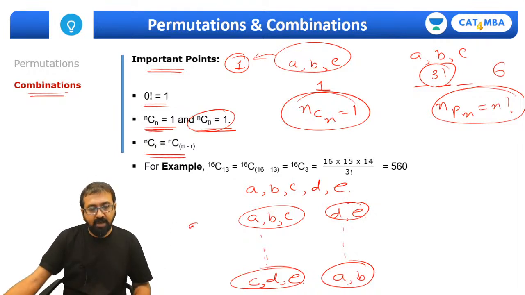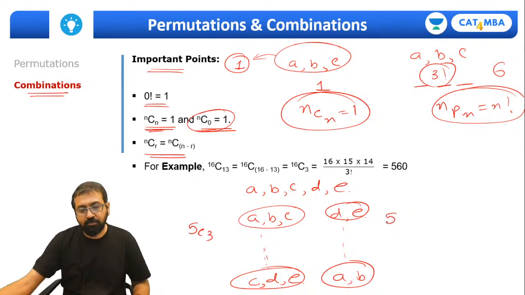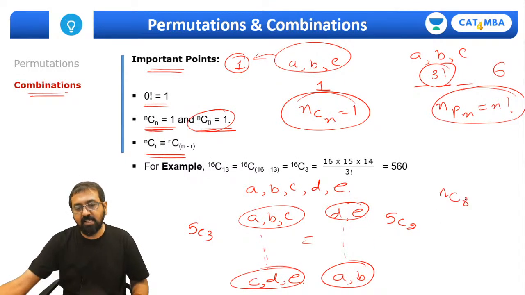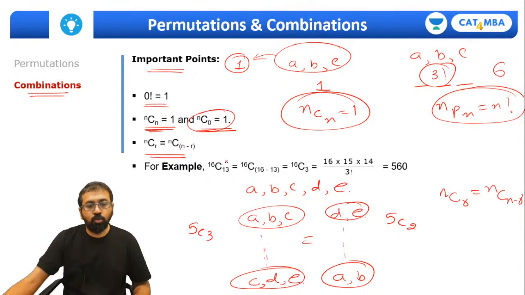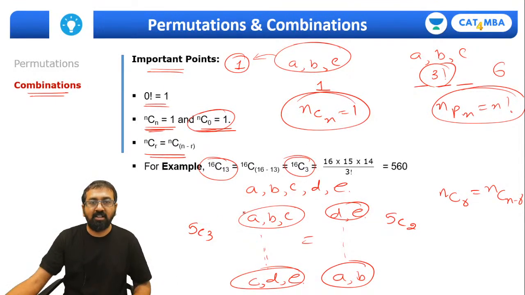तो 5C3 will be equal to 5C2. Yes or no? And in general you can say nCr is equal to nC(n-r). जैसे अगर आपको 16 में से 13 लोगों को सिलेक्ट करना है तो वो किसके बराबर होगा? 16 में से 3 लोगों को सिलेक्ट करने के बराबर होगा. Yes, तो अभी ये कैलकुलेट करना आसान हो गया है ना. हम क्या करेंगे? 16 को 3 स्टेप पीछे लिख देंगे and will divide by 3 factorial.